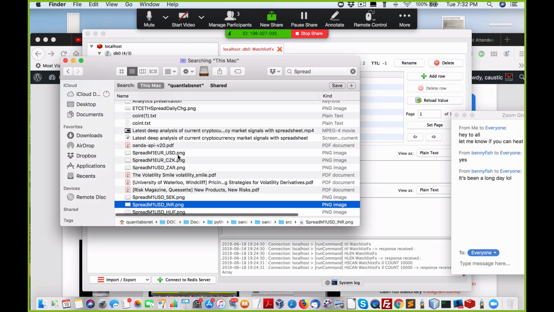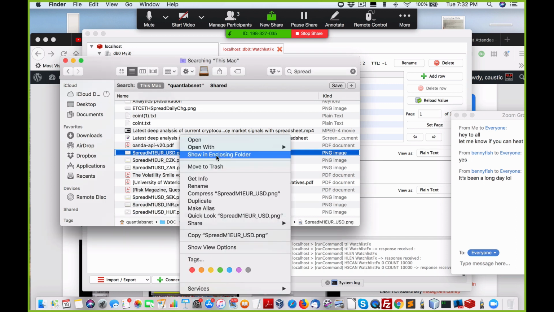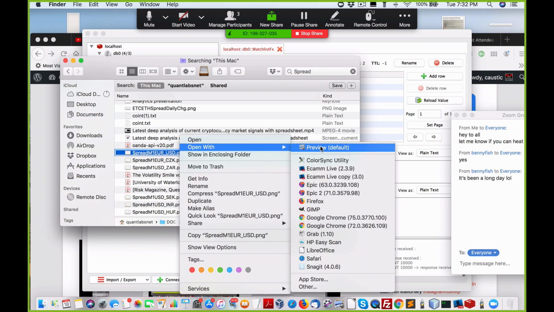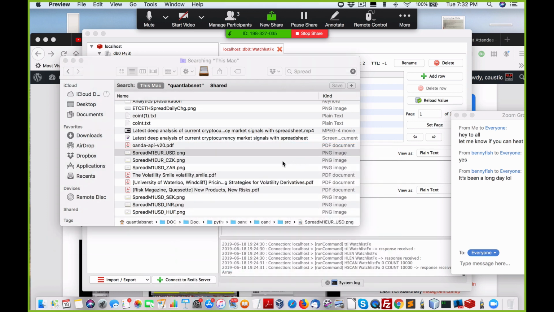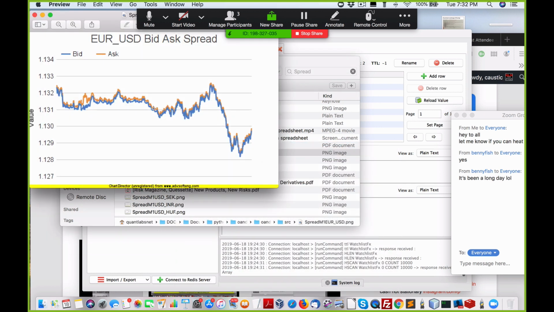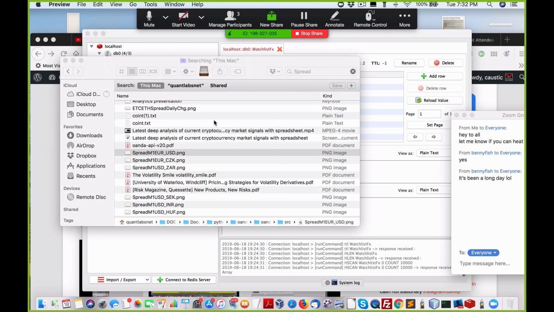Here's an example of a tight spread, the euro US dollar, and you'll see how tight it is. There's no divergence between the bid and ask, and as a result, that's much easier to trade.